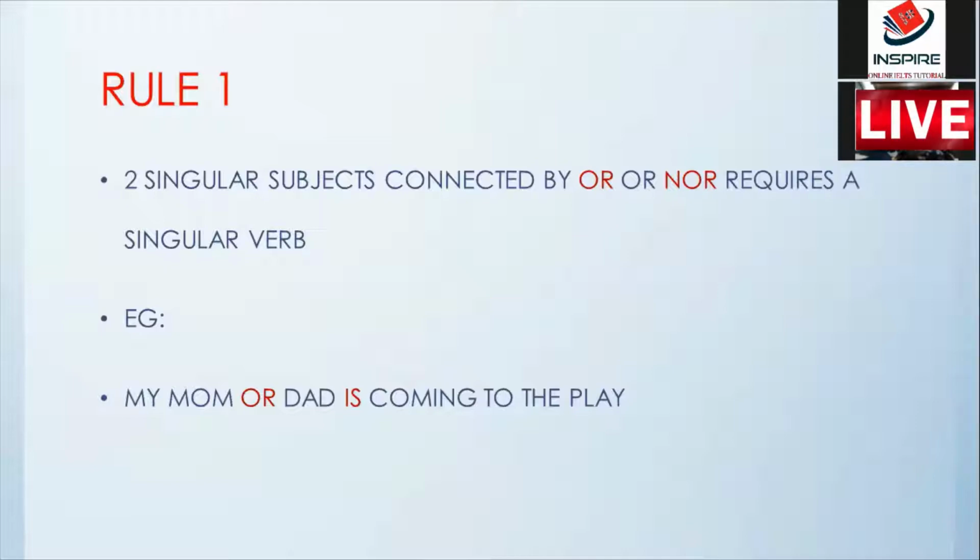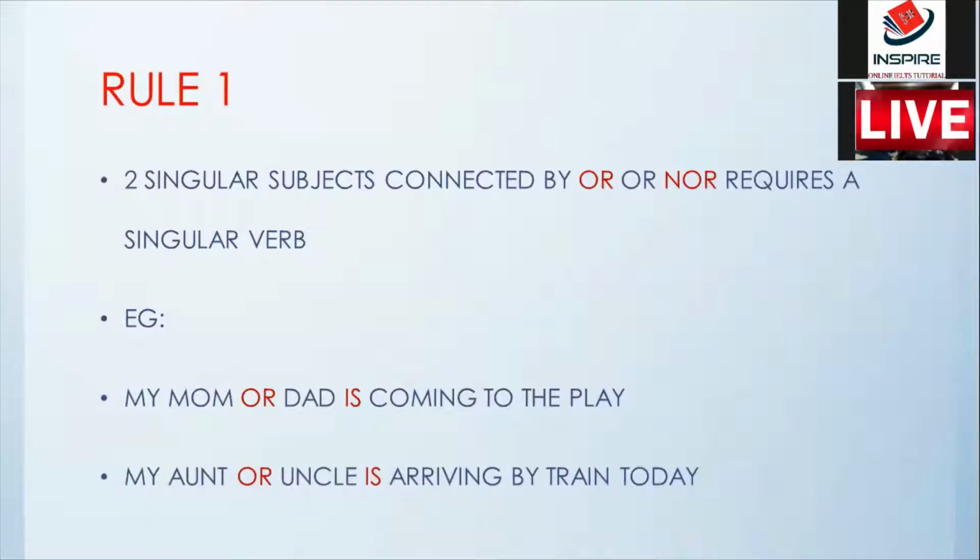When such a thing comes, some people may write, my mom or dad are coming to the play. It's wrong. If we are connecting two singular subjects using or, nor, it will take a singular verb. Another example, my aunt or uncle is arriving by train today. My aunt is a singular subject. Uncle is another singular subject. They are connected using or, or you can replace it with nor. He is arriving by train today. He is arriving, that is a singular verb here. So the first rule is that two singular subjects connected by or, nor require a singular verb.